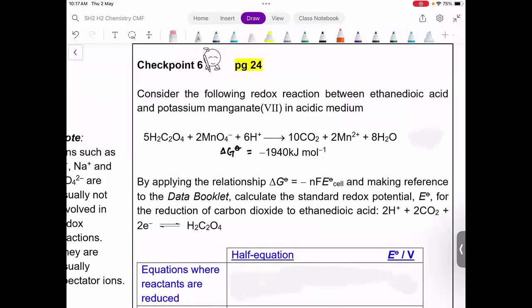What if it's this one times 5, and this one times 2? That is per mole of written equation. This is the written equation. So the number of electrons transferred per mole of written equation. So how many moles of electrons are transferred? 10. So 5 or 10? 10 per mole of written equation.